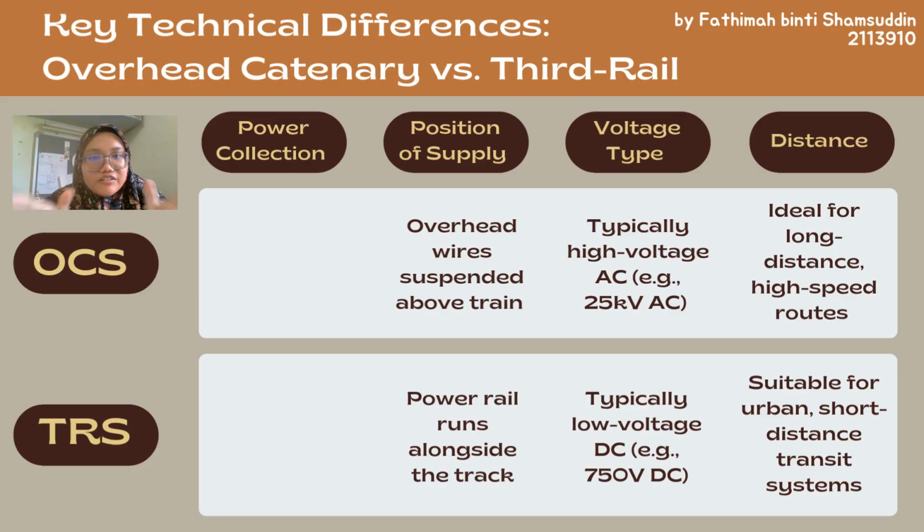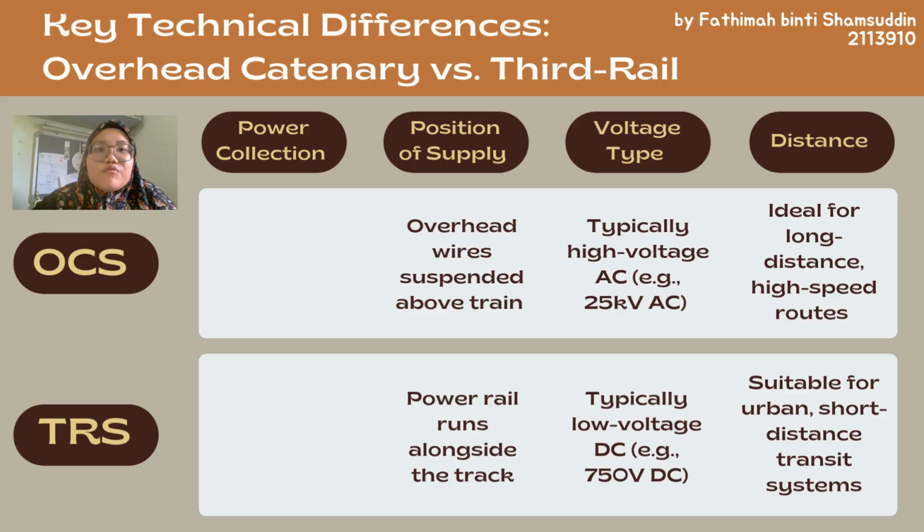On the other hand, the third rail system uses a rail mounted beside the track. The train draws current using contact shoes that slide along this rail. That's how they draw current and supply power to the train, so the position is on the track. Let's see in terms of voltage type. As you can see, the overhead catenary system carries high voltage, while the third rail system uses low DC voltage, typically around 550 volts.